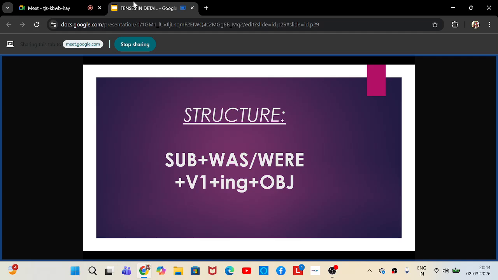So, where do you use was and were? How do you know which one to use? Was is for singular and were is for plural. Exactly. Was is used with singular subjects and were is used with plural subjects.